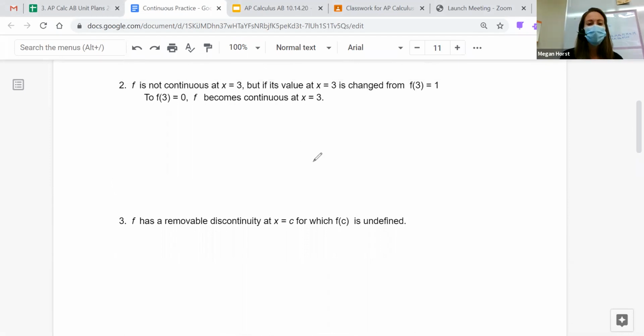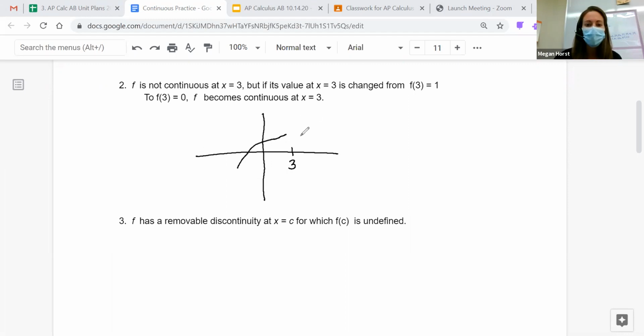F is not continuous at x equals 3, but its value at x equals 3 is changed from f of 3 equal to 1 to f of 3 equal to 0. Then f becomes continuous at x equals 3. So we have a graph. We have, again, we're looking at 3 for my x value, and it says that it's not continuous. So I'm going to draw the same thing to f of 3 equals 0. So I need to draw something similar.